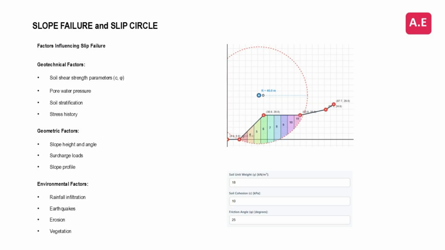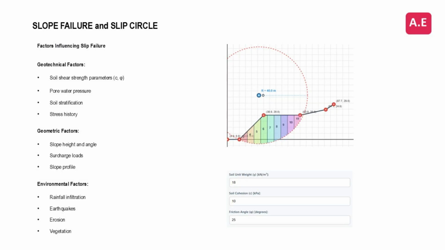Now, to understand why a slope fails, we must understand what tips the balance. The stability of a slope is governed by a complex interplay of factors. First, the geotechnical factors, the inherent soil properties. The most critical are the shear strength parameters, cohesion c and the friction angle phi. Equally important is pore water pressure, which can dramatically reduce effective stress and strength. Second, the geometric factors, the slope's form. Its height and angle, any external surcharge loads on the crest, and the overall slope profile itself.